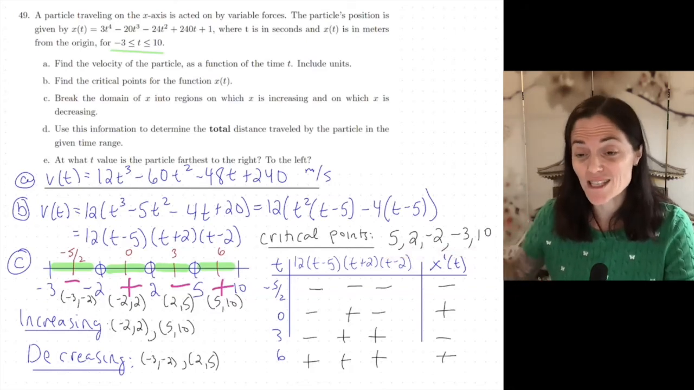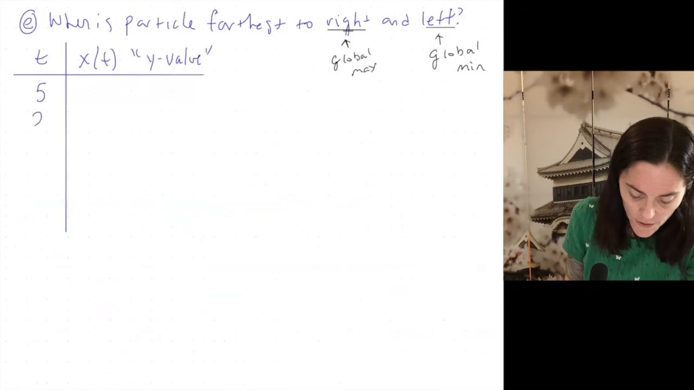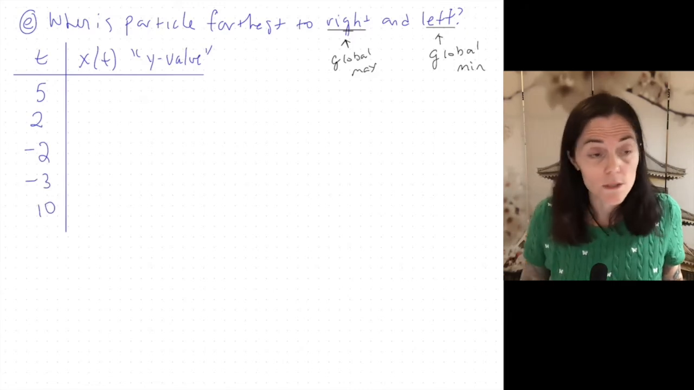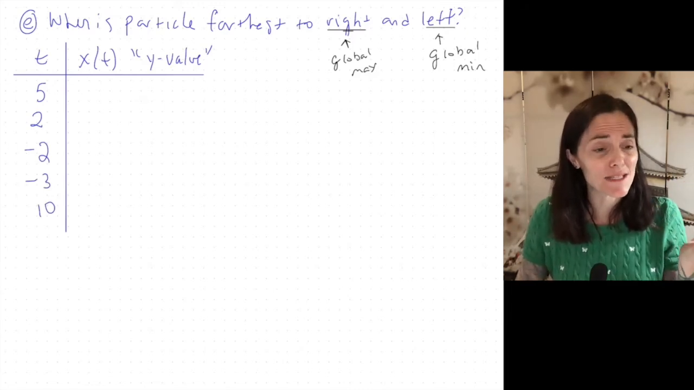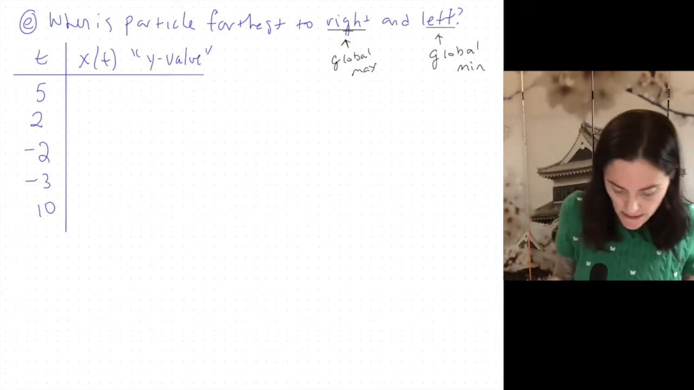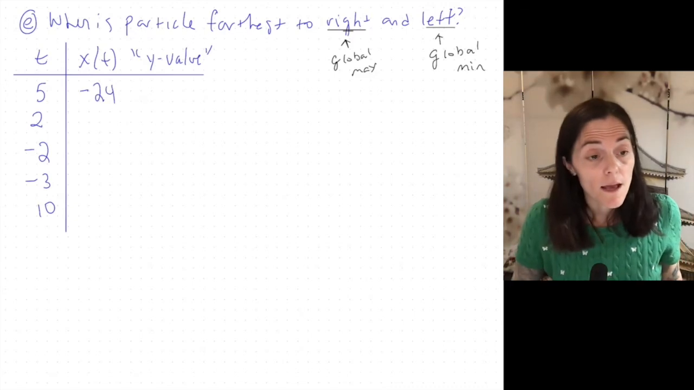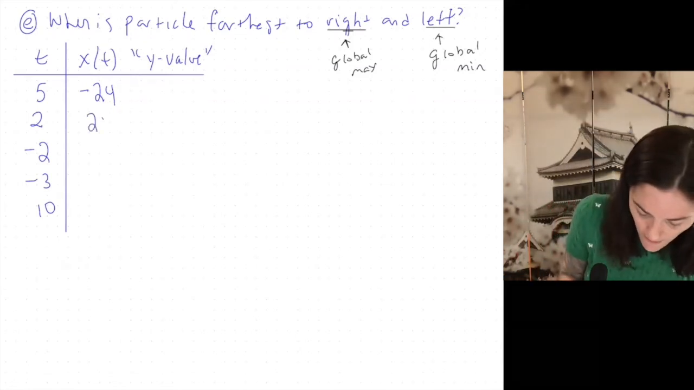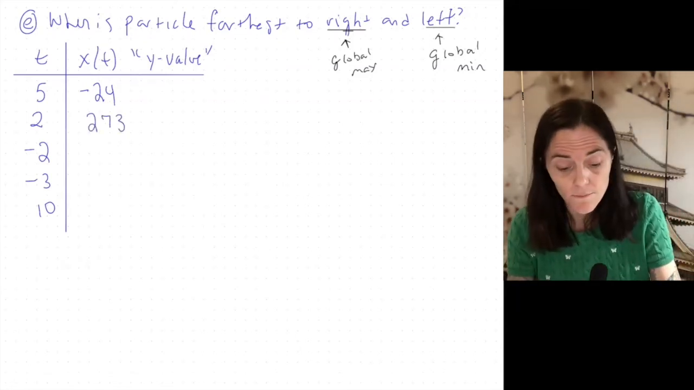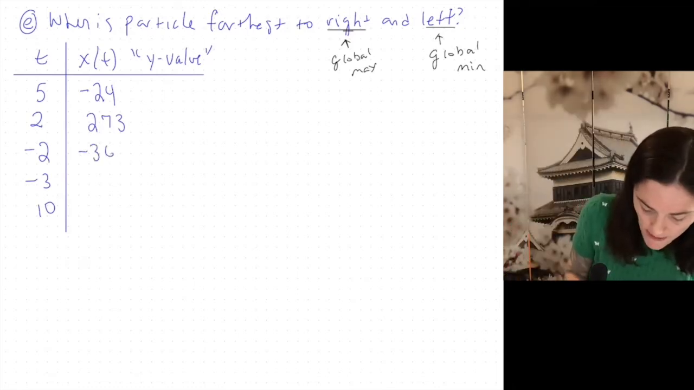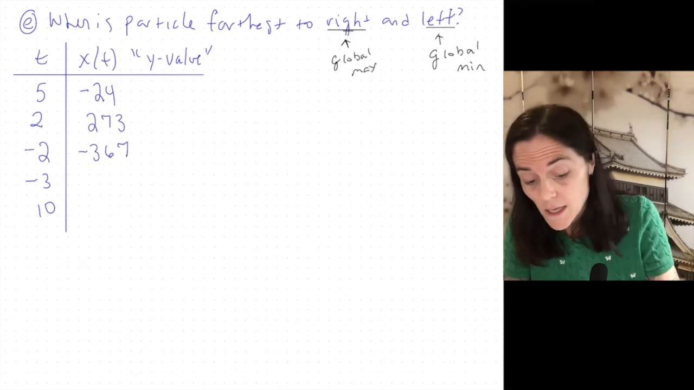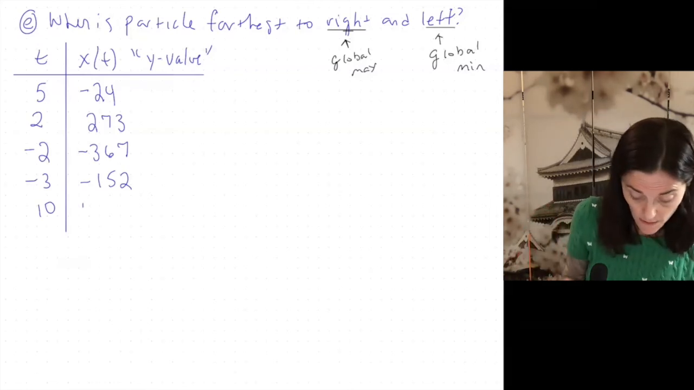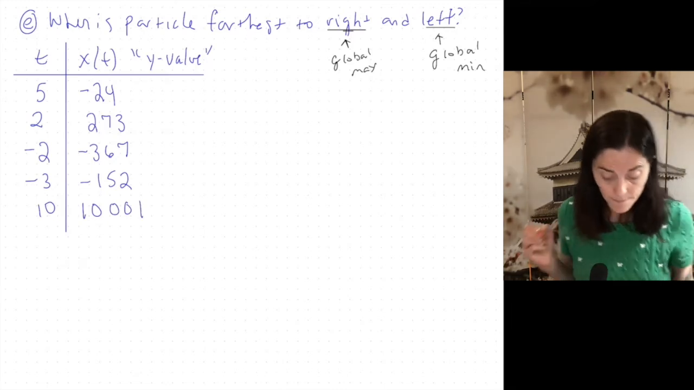So 5, 2, minus 2, minus 3, and 10. And now here is when I will use some software, because all I need to do is just evaluate the function. X of 5 is minus 24. X of 2 is 273. X of minus 2 is minus 367. X of minus 3 is minus 152, and 10, and this is big. This is 10,001.